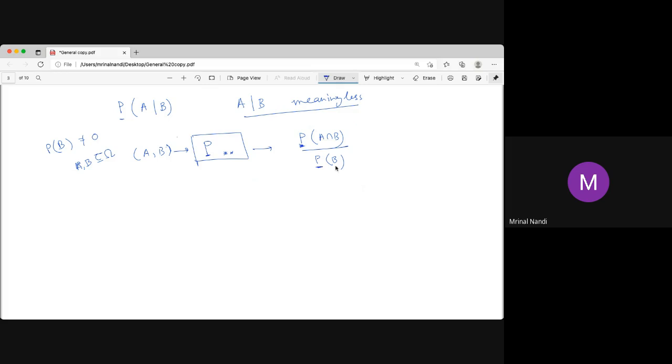So this is called conditional probability, and this is by definition. We write this, actually, as a notation. This is a notation for this. Actually, the right hand side is better.